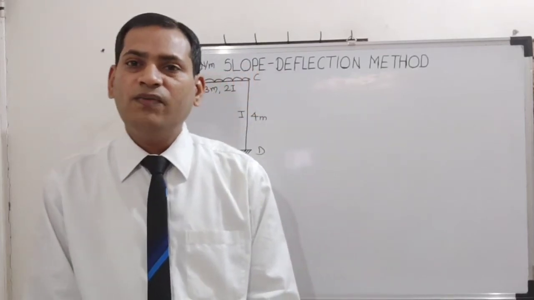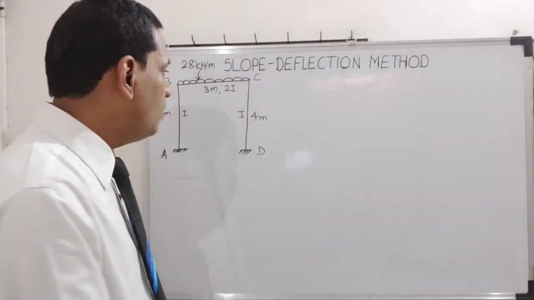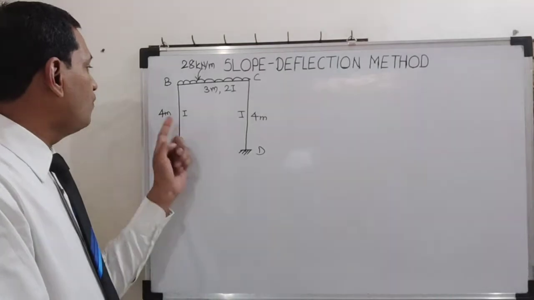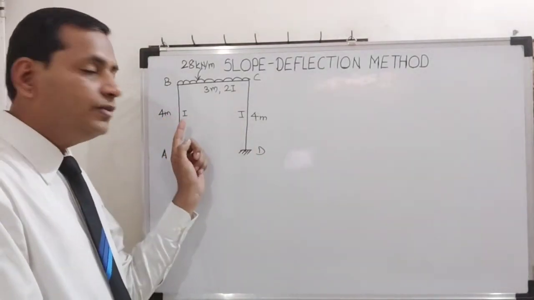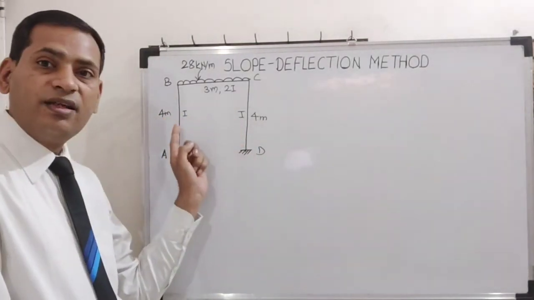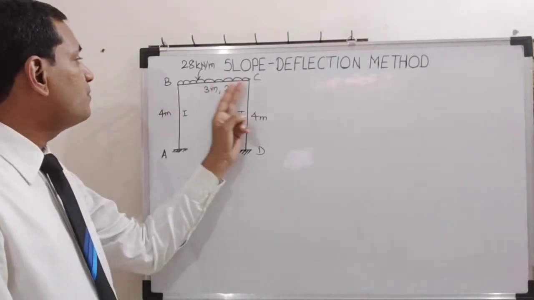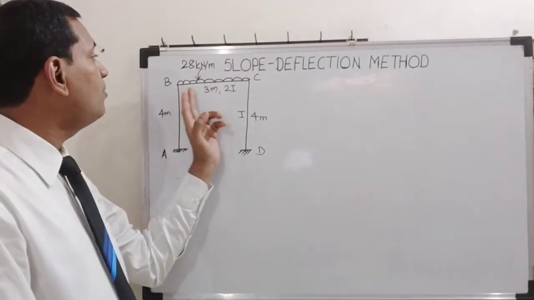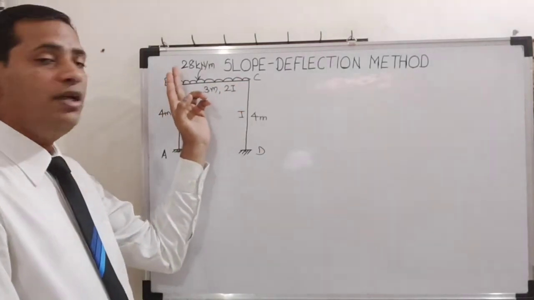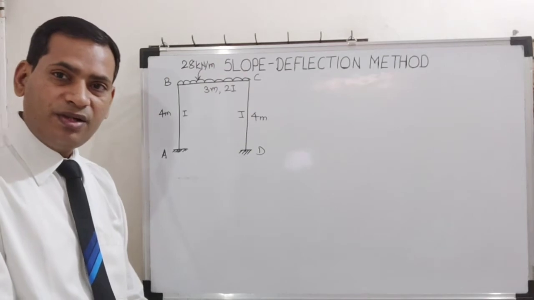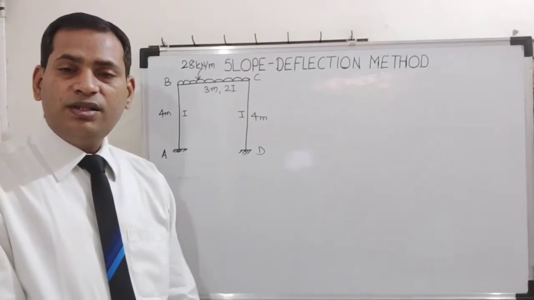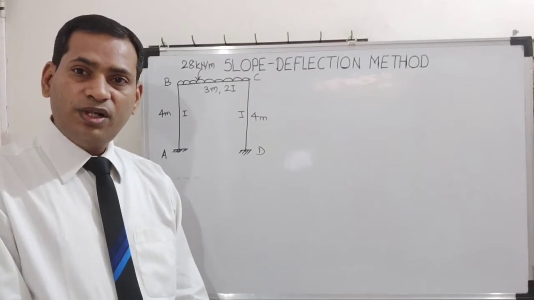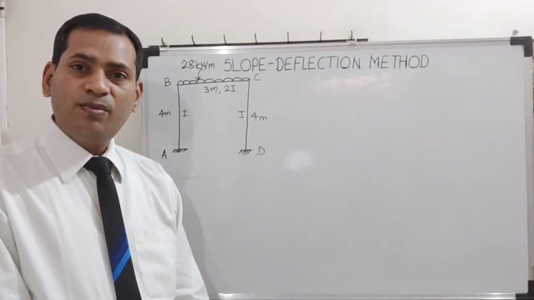So today we have taken a very simple frame, a single bay single story frame, which is having 4 meter height of columns and moment of inertia as 1I, and the beam is of span 3 meter, its I value is 2I, and the beam is completely loaded with UDL of 28 kilonewton per meter. Now we shall see the step by step procedure to analyze this portal frame using the slope deflection method.